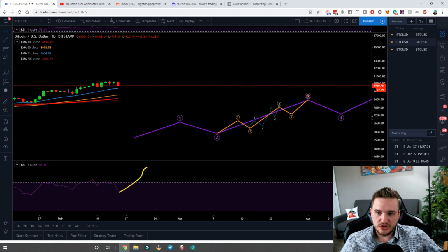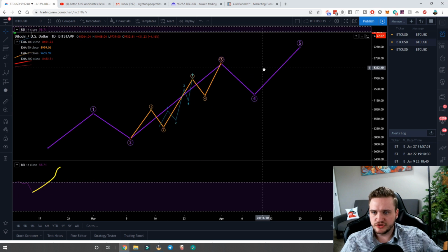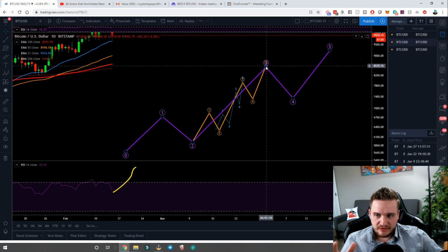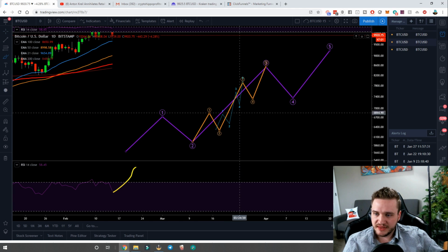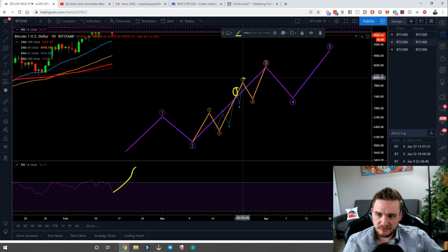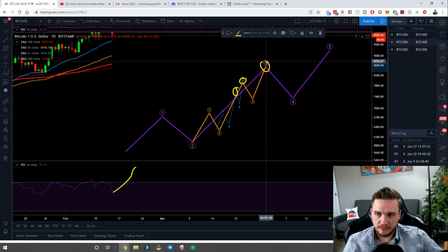Okay. So if we're looking at this five wave structure here, the third wave is always going to be the highest point on the RSI. But look at how many third waves we have within this run up here. We've got a third wave down here. We've got a third wave here. We've got a third wave here now. Okay.